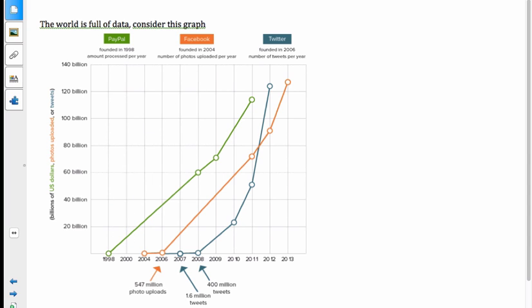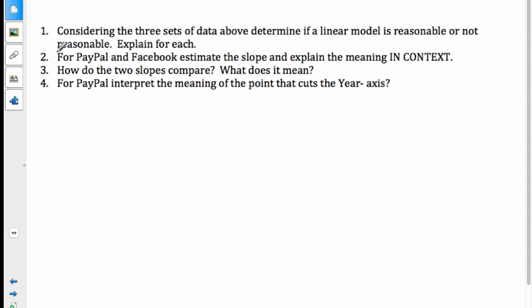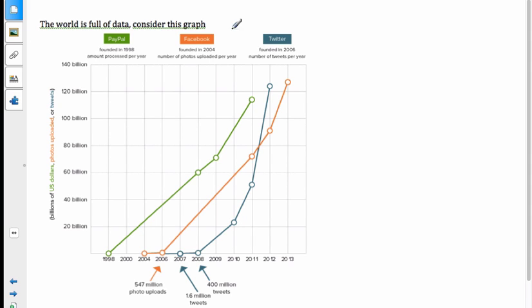If you look at your questions, we want to consider the three sets of data and determine if a linear model, linear implies a line, if it would fit a line, is reasonable or not, and explain why for each. Well, let's go back here. If it's going to fit a line, then we're going to need a line.